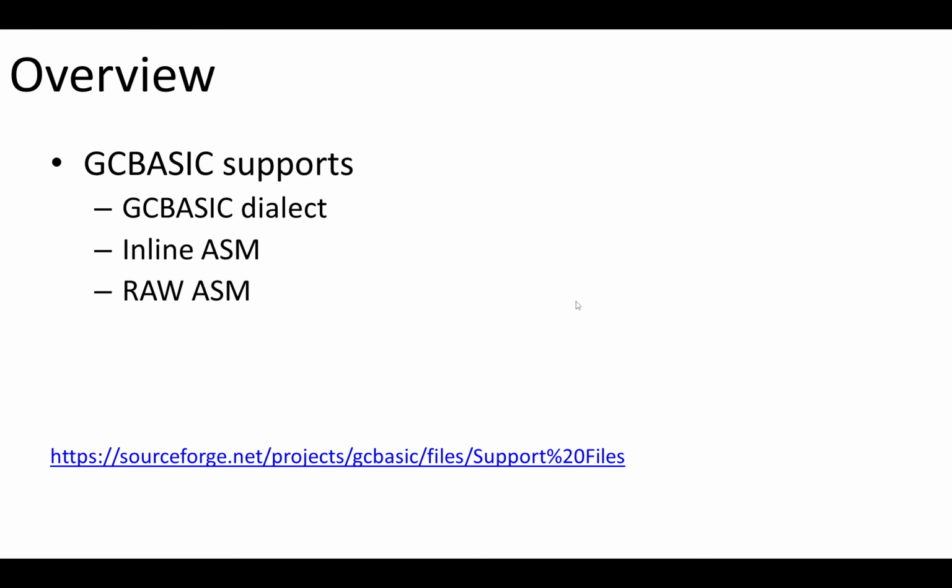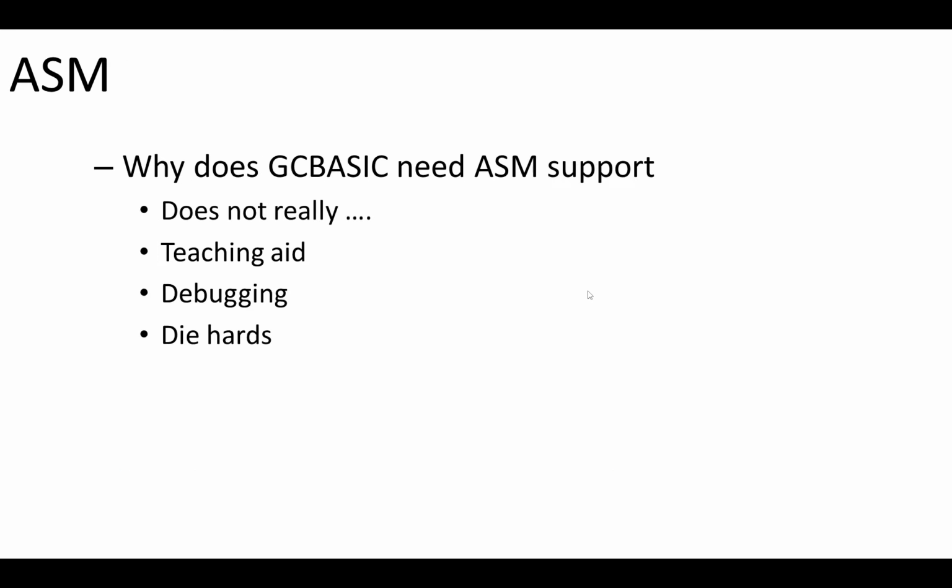GCBASIC has always supported the dialect called GCBASIC, always supported inline ASM and a thing called raw ASM. And the assemblers and linkers that you can use are all up on SourceForge, GCBASIC files tab, looking there for support files. This is important if you want to do assembly. I'm going to show you some new tricks.